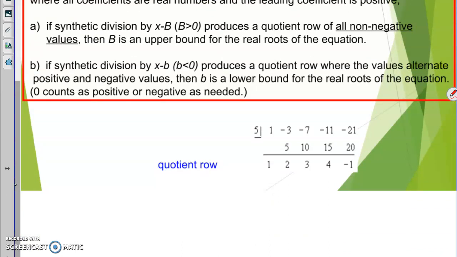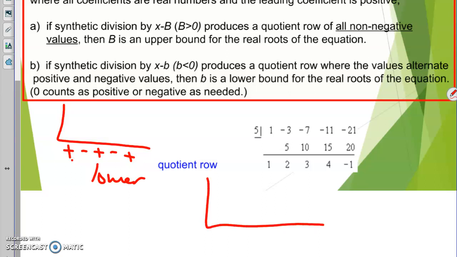So, if I have a row that looks like, when I'm doing my synthetic division, and I get a row that starts out with a positive, a negative, a positive, a negative, a positive, like that, I know that that is going to be a lower bound test. So any time that it alternates like this, that's a lower bound test.